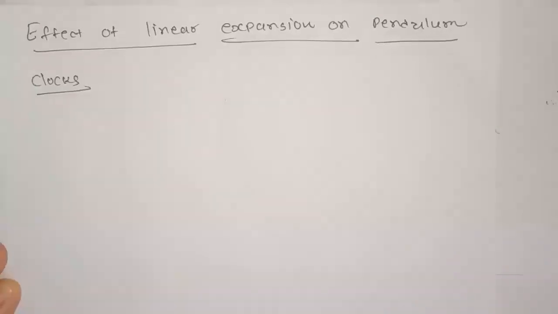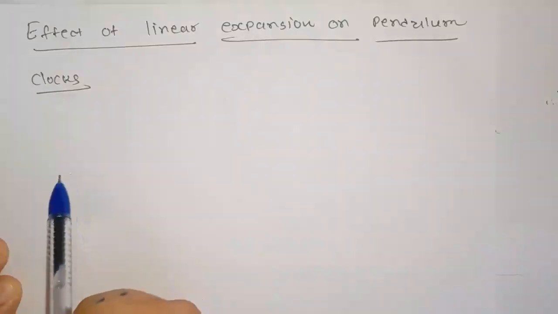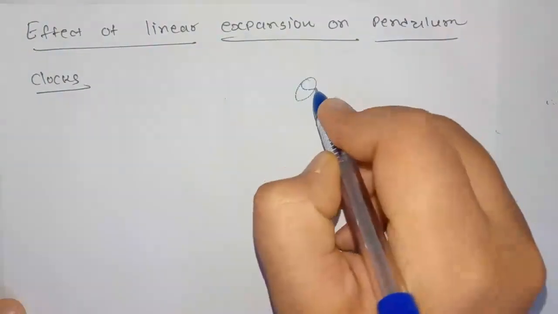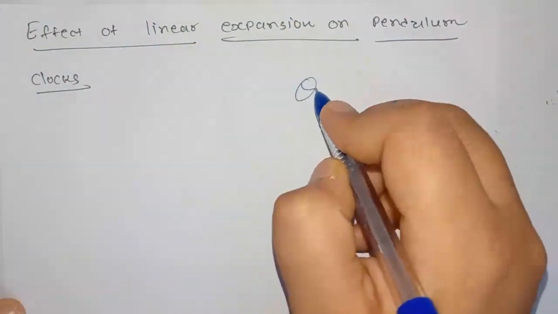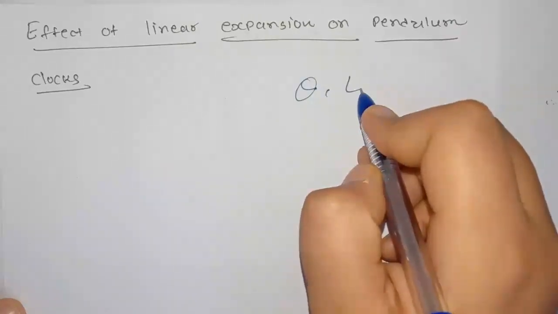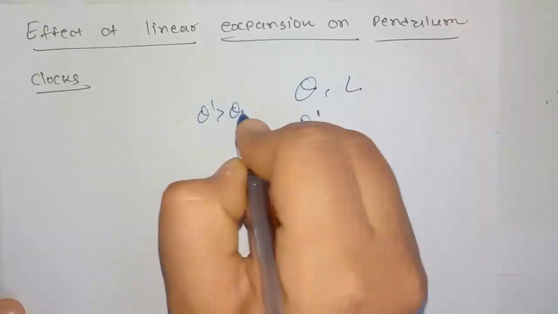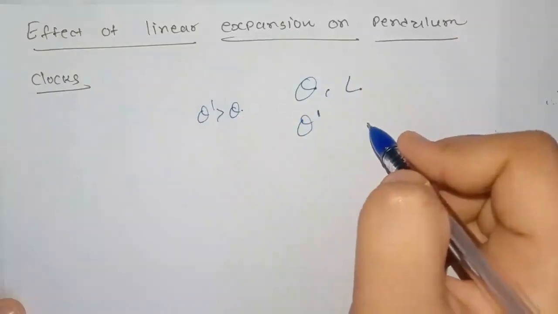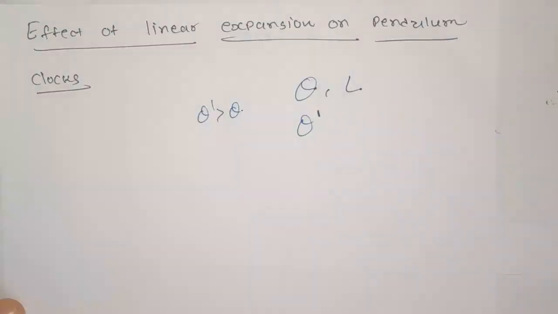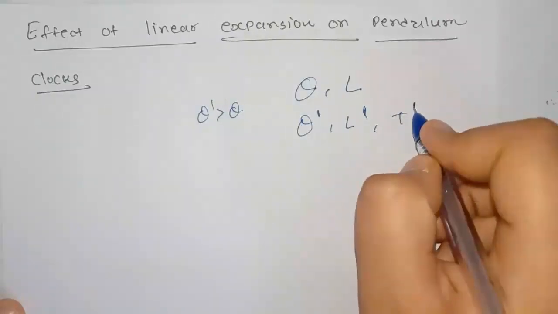Now, let us see the effect of linear expansion on the pendulum clocks. Suppose a pendulum clock gives proper time at temperature theta, and the length of this pendulum at this temperature is L. If the temperature is increased to theta dash, then due to linear expansion, the length of the pendulum changes and hence the time period will change. So let's say the new length is L dash and the new time period is T dash.